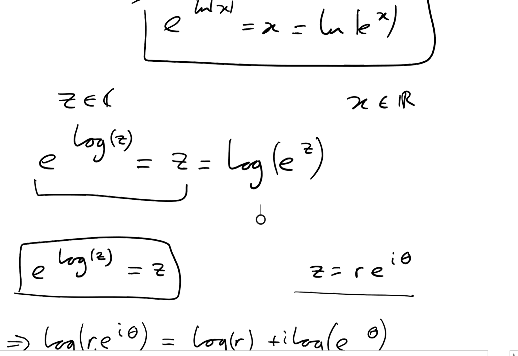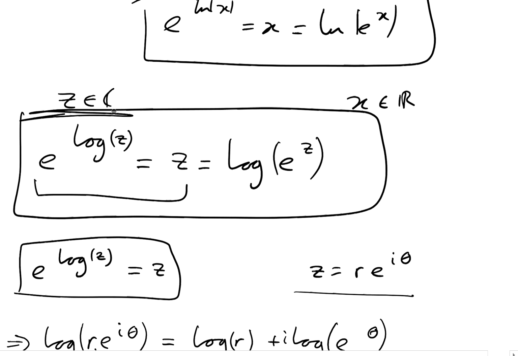Yeah, this is what I'm looking for. I can show that the left-hand side works if I use the principal logarithm. So now what I want to do is show that the right-hand side gives me the same thing as the left-hand side. In other words, the logarithm of e to the z will give me z again.